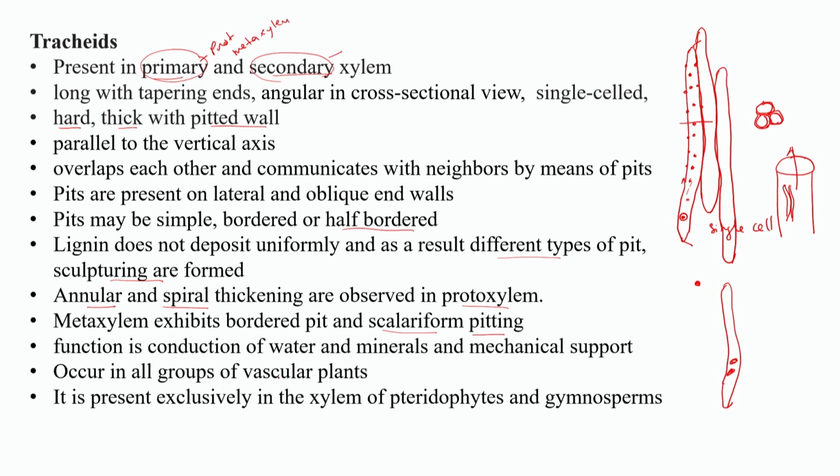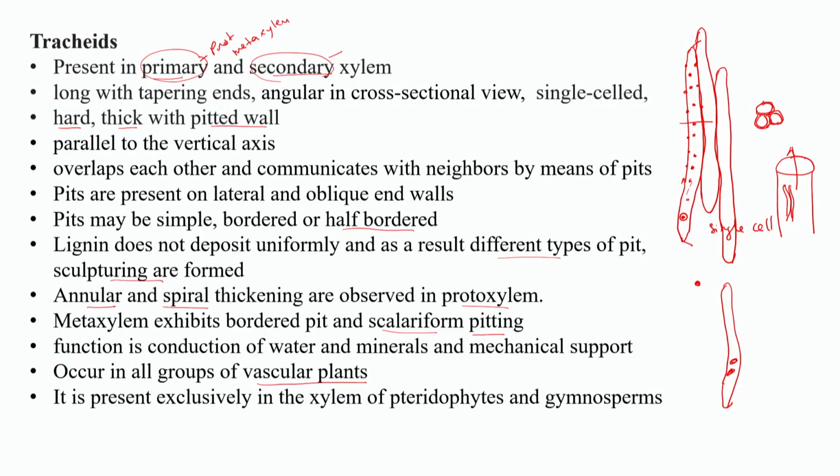Occurs in all vascular plants. This tracheid is found in lower plant groups also, like in pteridophytes, in gymnosperms, and in higher angiosperms. So, this tracheid is found in every plant type.